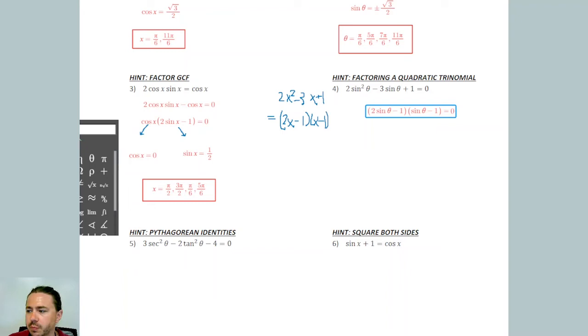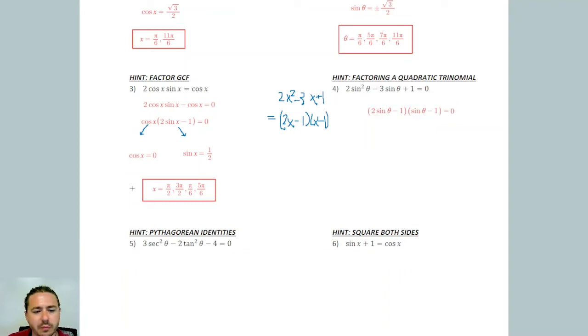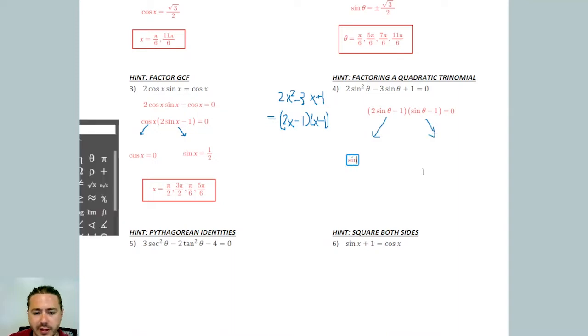And so just like with the last problem, we can use the zero product property and set each one of these equal to 0 and solve for sine theta. And for the first one, we'll get sine theta equals 1/2, which we already solved over here, number 3, right? We already got those two angles. And then we want to know where sine of theta is 1. So that's going to be at pi over 2. So I'll take these two angle measures for the first one. Say theta equals pi over 6 and 5 pi over 6, which is where sine of theta is 1/2. And then sine of theta is 1 at 3 pi over 2.